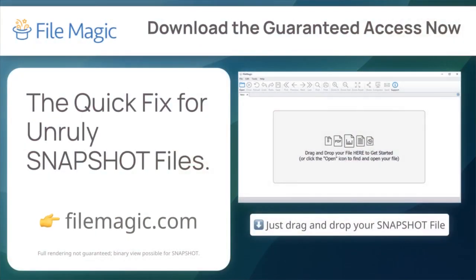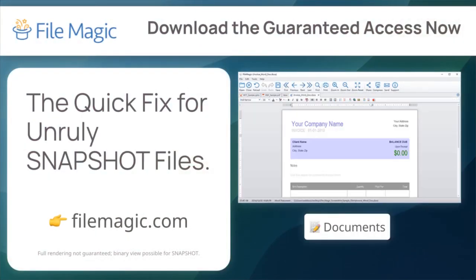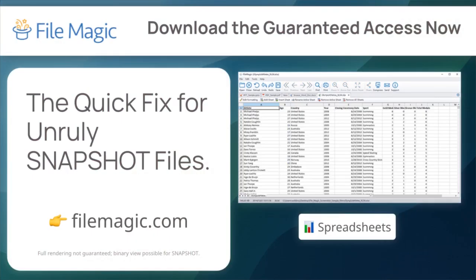Consider this the advanced section. For those with critical snapshot data, I have an expert-level solution waiting.